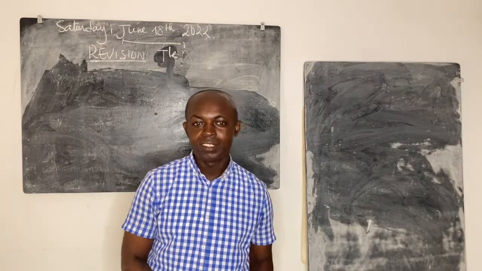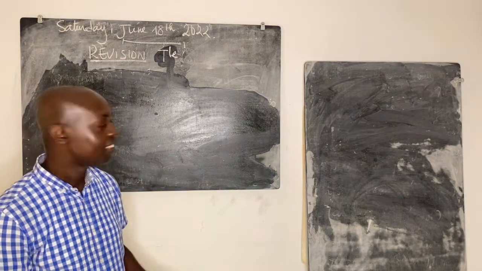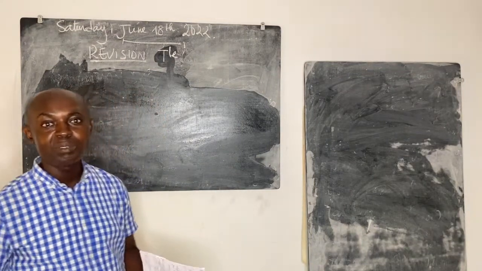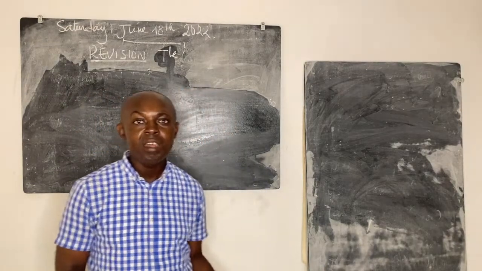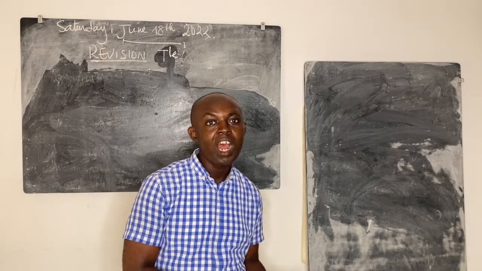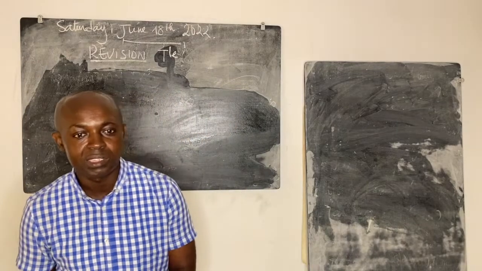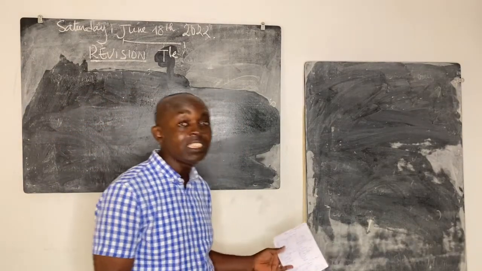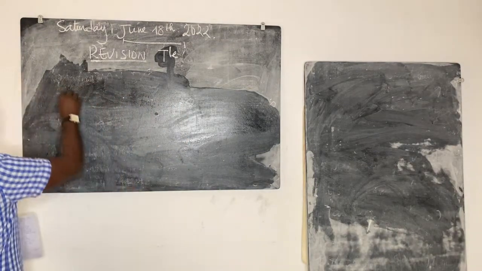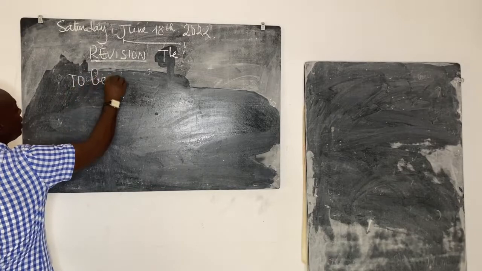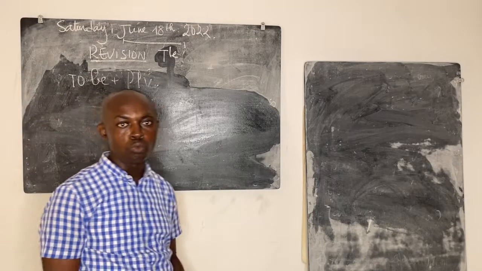Good morning, class. We're here this morning for the second session of our revision, concerning the students of terminal. Last time, what did we see? Last time, we saw how to deal with the passive voice, active and passive voice. What is the general rule of the passive voice? We say that to form the passive voice, we need to be plus the past participle of the verb. This is the general rule.